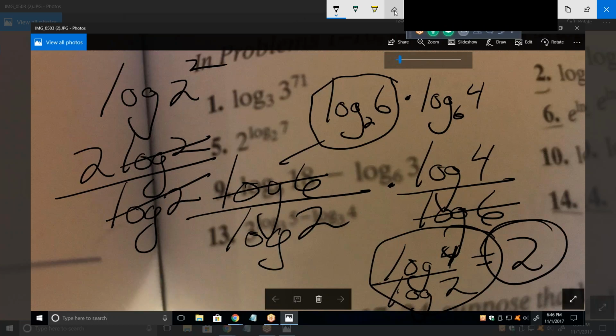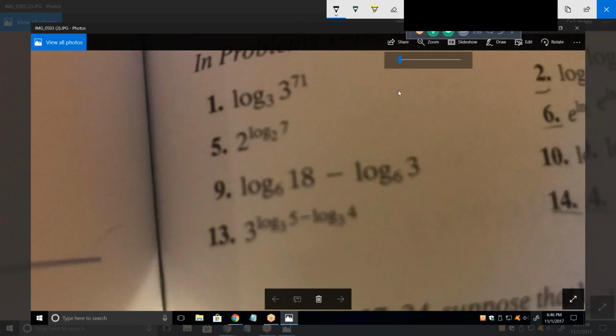These are good here. These are hard. Okay. These are challenging. There's log base 3 of 8 times log base 8 of 9.